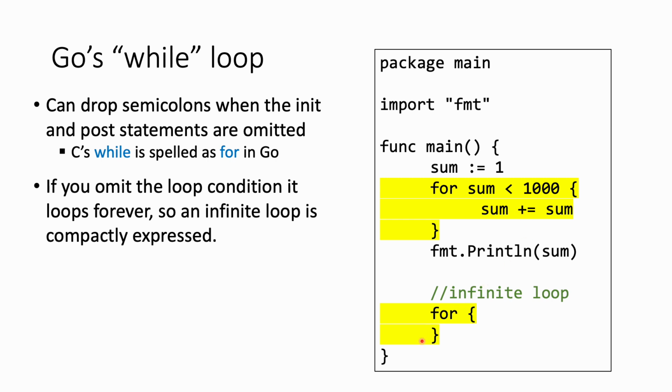Also, if you omit the loop condition, then it will loop forever. So an infinite loop is compactly expressed like this one. Okay, so you can still have an infinite loop with a non-empty loop body. In this example, we just happen to have an empty loop body, but you can also have a non-empty loop body in an infinite loop.